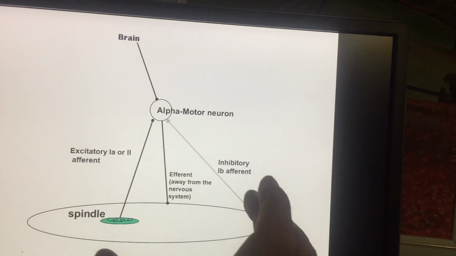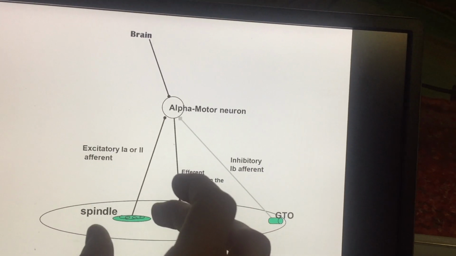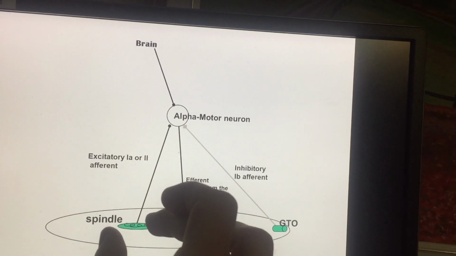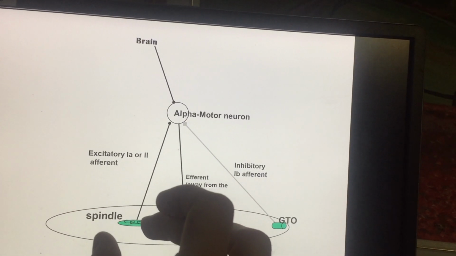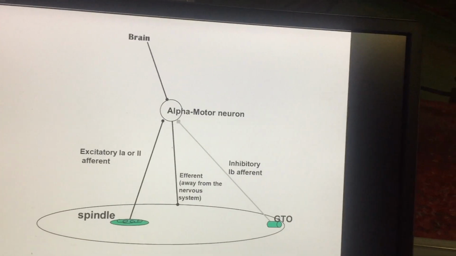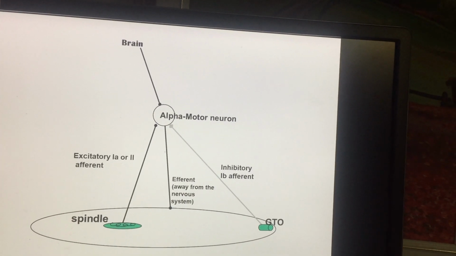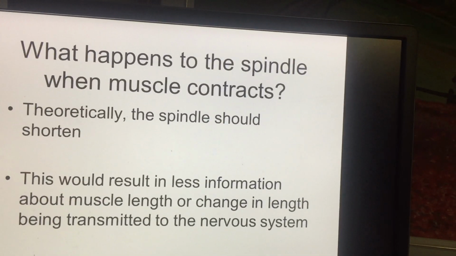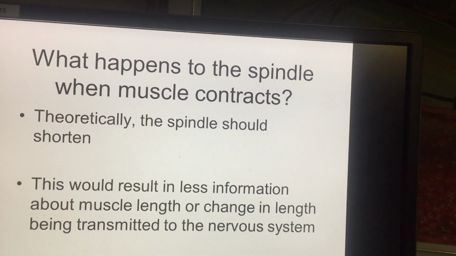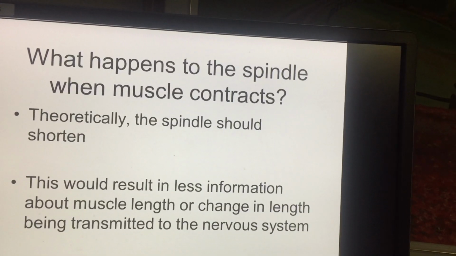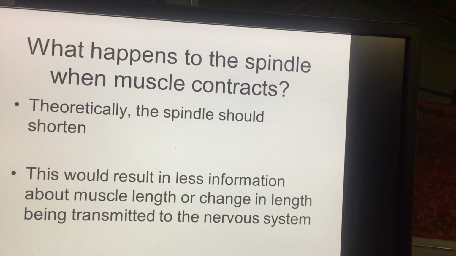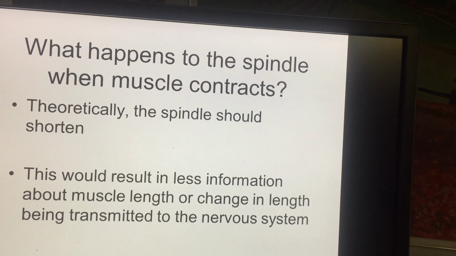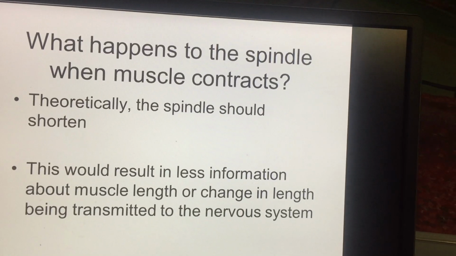So one problem is if you're contracting a muscle, theoretically you'd also be shortening the spindle, and that would result in the spindle being less sensitive and not sending the appropriate messages back to the spinal cord if the muscle is stretched. So that's what the problem on this slide represents. If the muscle is contracting, then theoretically the spindle would shorten, and that would result in less information about muscle length or change in length being transmitted to the central nervous system.